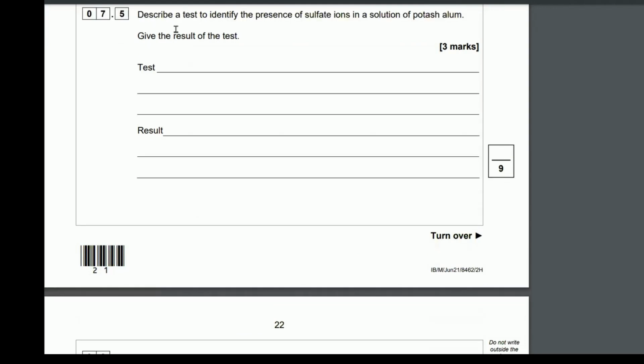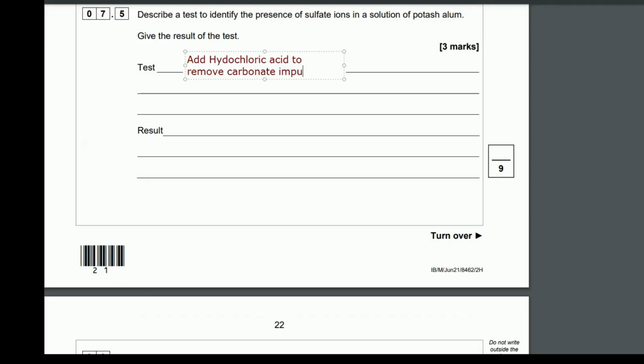Right, describe a test to identify the presence of sulfate ions in a solution of potash alum. Give the result of the test. So if you want to know if you have sulfate ions there, you've got to carry out a test. So first of all, we're going to add hydrochloric acid to remove carbonate impurities.